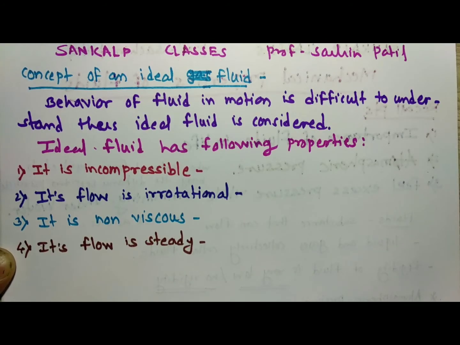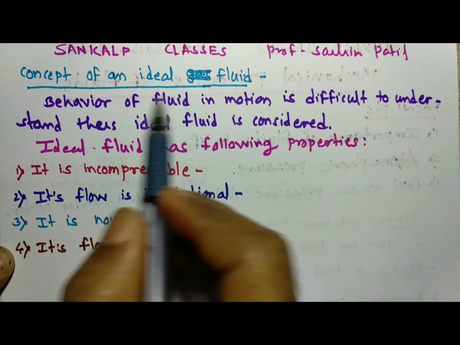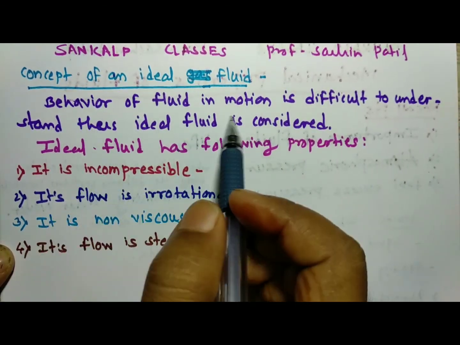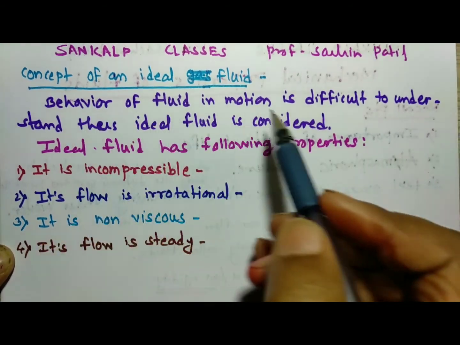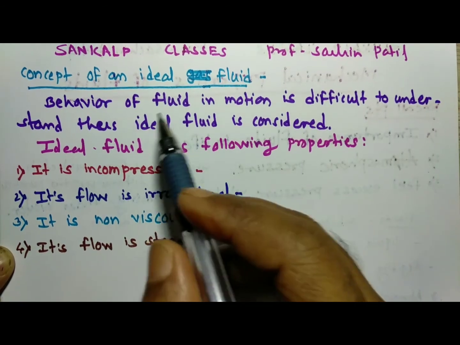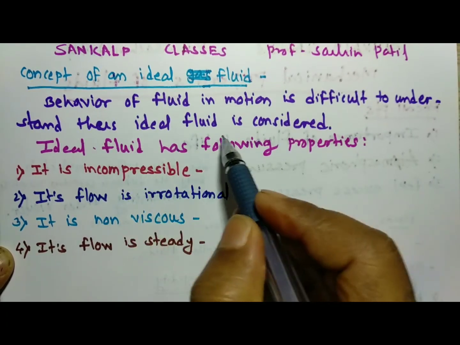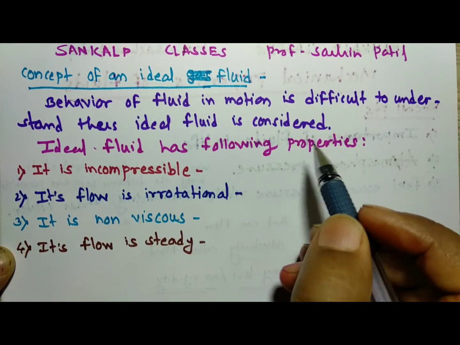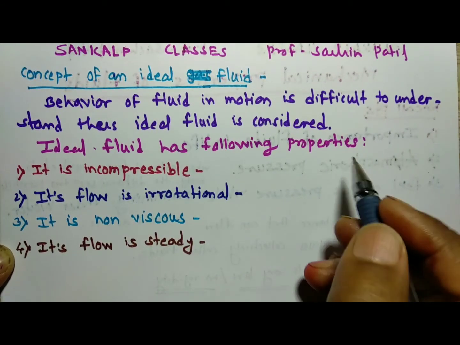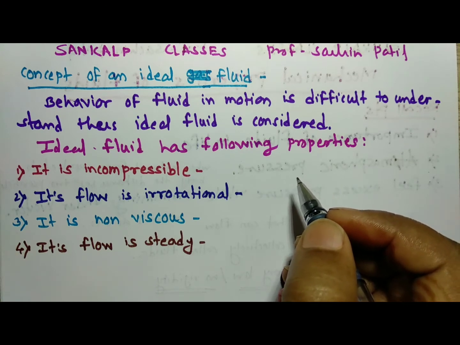Now we go to the next point, the concept of an ideal fluid. We know that the behavior of a fluid in motion is difficult and complicated, and is not studied clearly in the motion condition. Therefore, to understand the behavior of fluids, we go with the ideal fluid. An ideal fluid has the following properties.